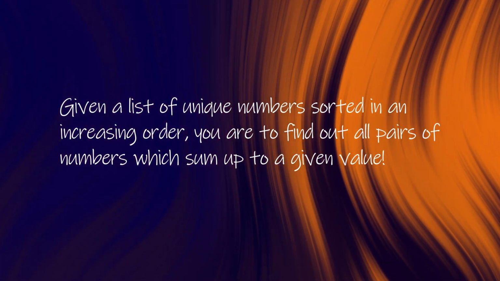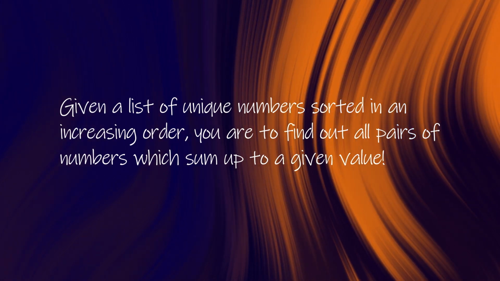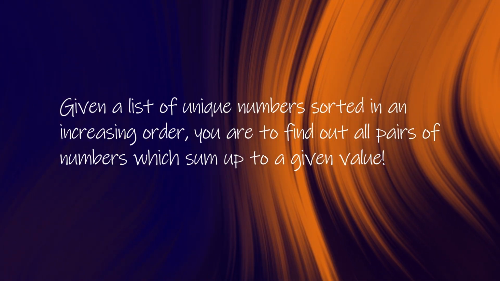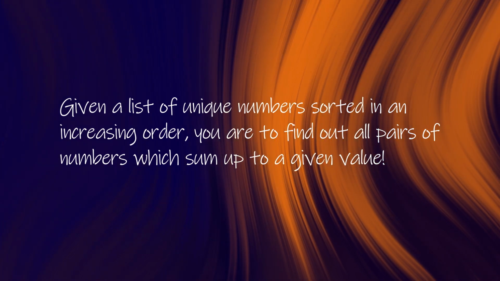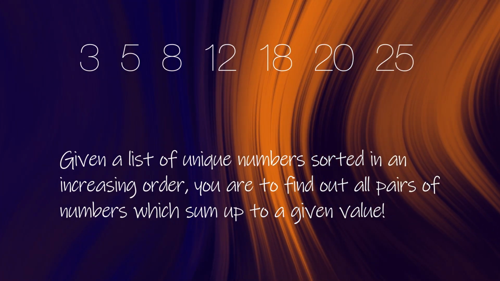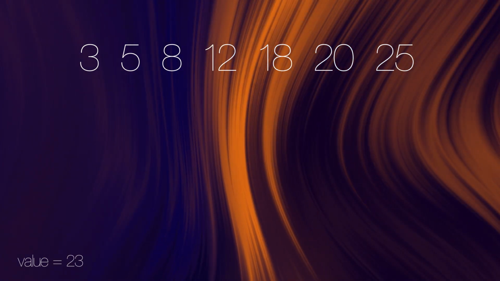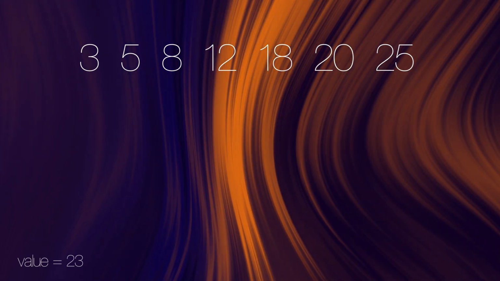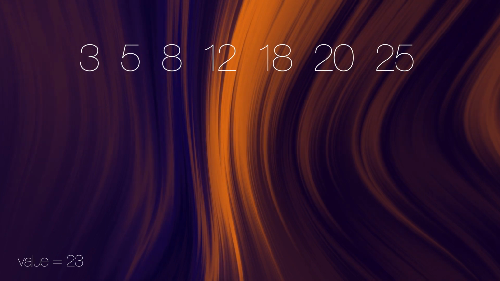Given a list of unique numbers sorted in an increasing order, find out all pairs of numbers which sum up to a given value. You might also be given a test example. Let's go with 3, 5, 8, 12, 18, 20, 25, with the value being 23. You can very well see the answer being 18 plus 5 and 20 plus 3. Easy for a human to say, but you can't work it yourself on huge lists.